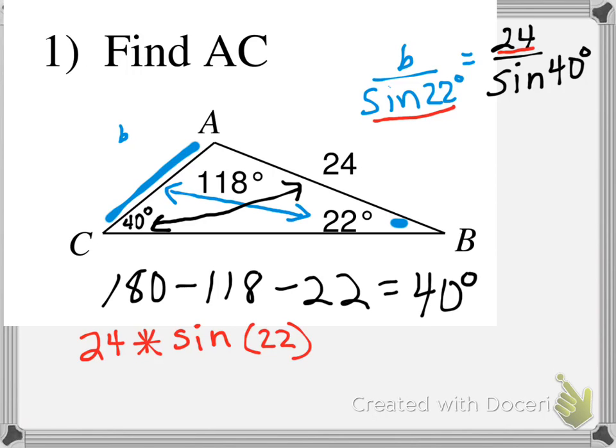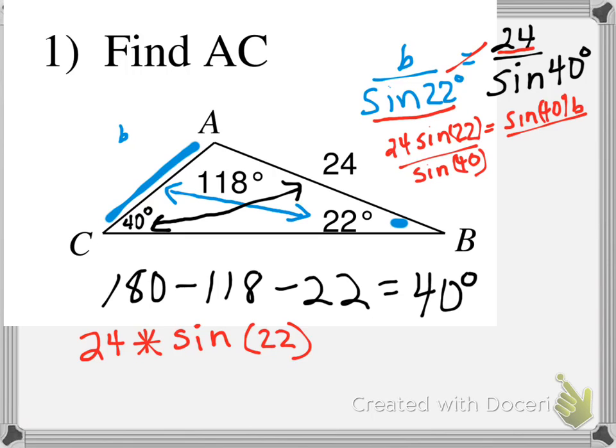And we're cross multiplying. Technically, then, as we've talked about it in there, if you were to work it out, it would look something like this. You would multiply this times that, and you would get 24 times the sine of 22 degrees, right? And you would set that equal to the sine of 40 degrees times b. And then in order to isolate b, we end up having to divide by sine of 40 on both sides.